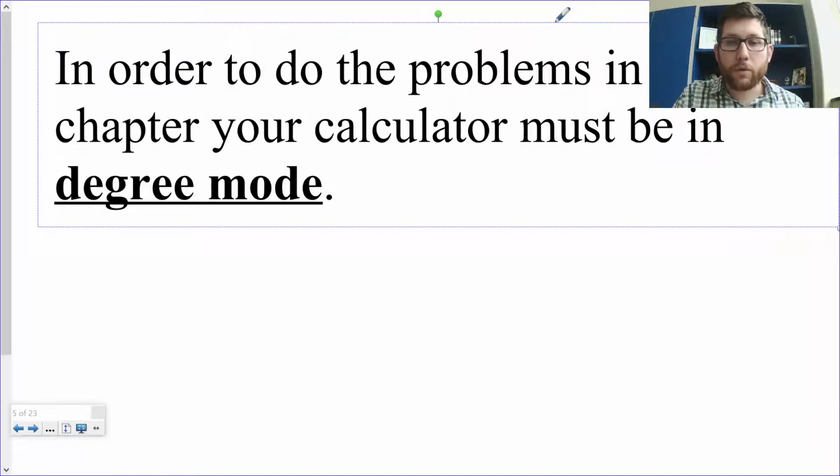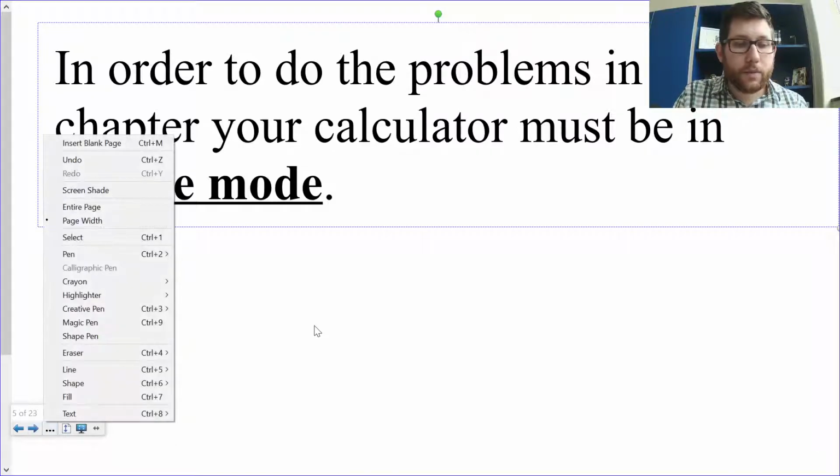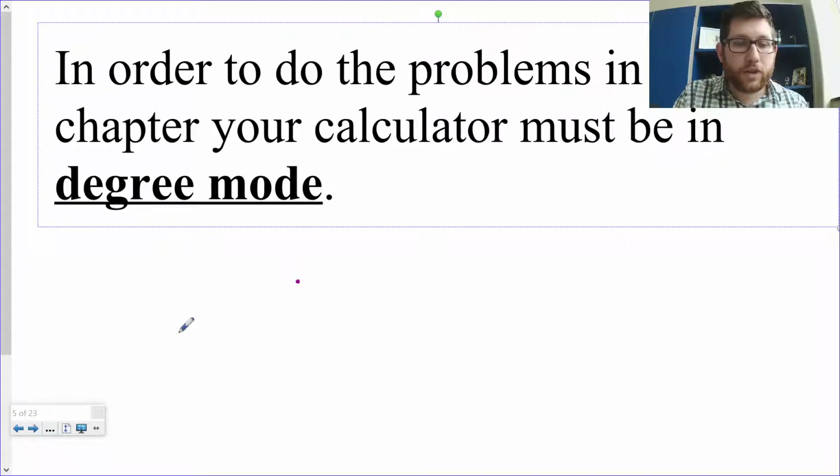Before we move forward, this is an important piece of information. You need to make sure that your calculator is in degree mode. When we're doing problems from these sections, sine, cosine, tangent, you must have it in degree mode. How do you check? If you're using a TI-83 or a TI-84, you're going to hit the mode button near the top, go down until you see radians highlighted, and highlight degrees instead.